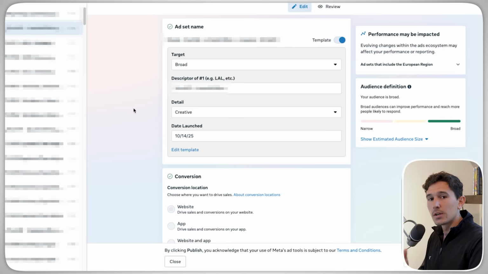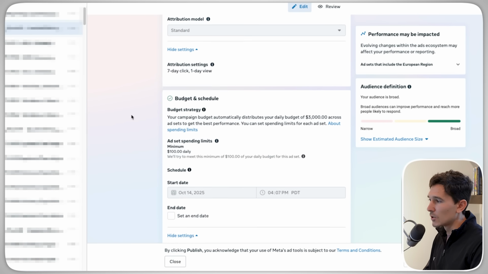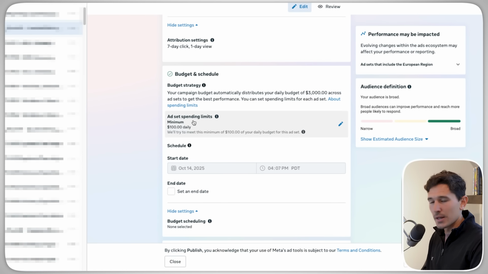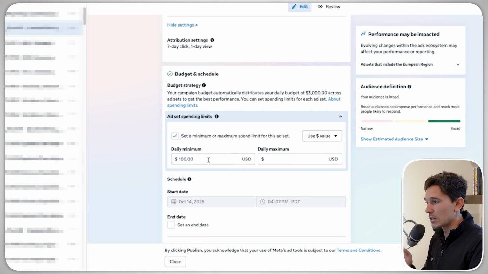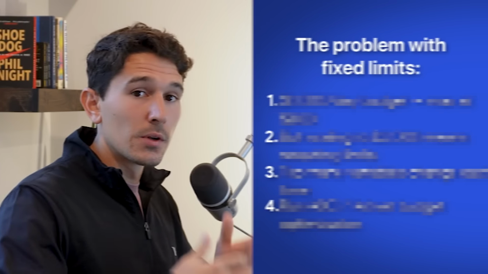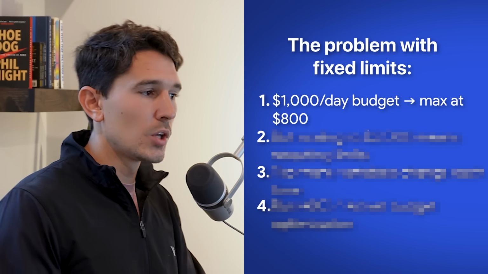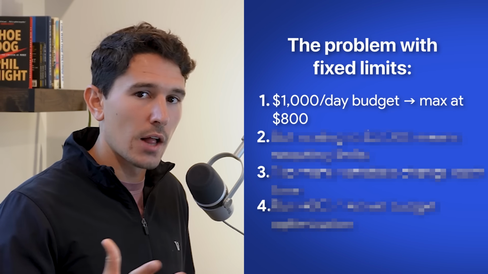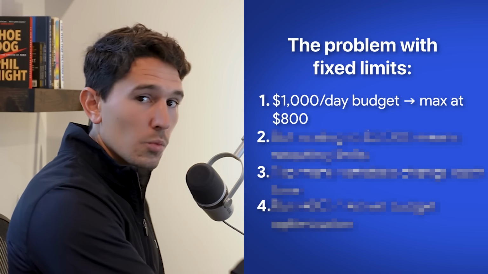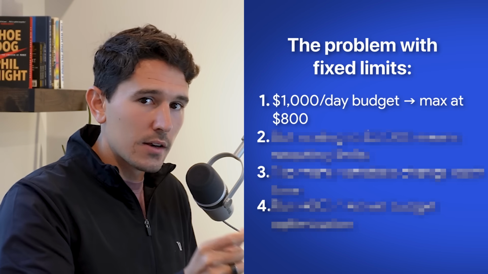So when you go into a new pack, you've always seen down in your budget and schedule section, ad set spending limits. And most of the time, if I've ever talked about them, I've mentioned putting in minimums. So I've mentioned putting in a dollar amount minimum or a dollar amount maximum. Now, the problem with that is as you scale, these change. For example, if you have a $1,000 per day budget, you might set your maximum to $800, so everything else could play around with $200. That sounds fine at first.